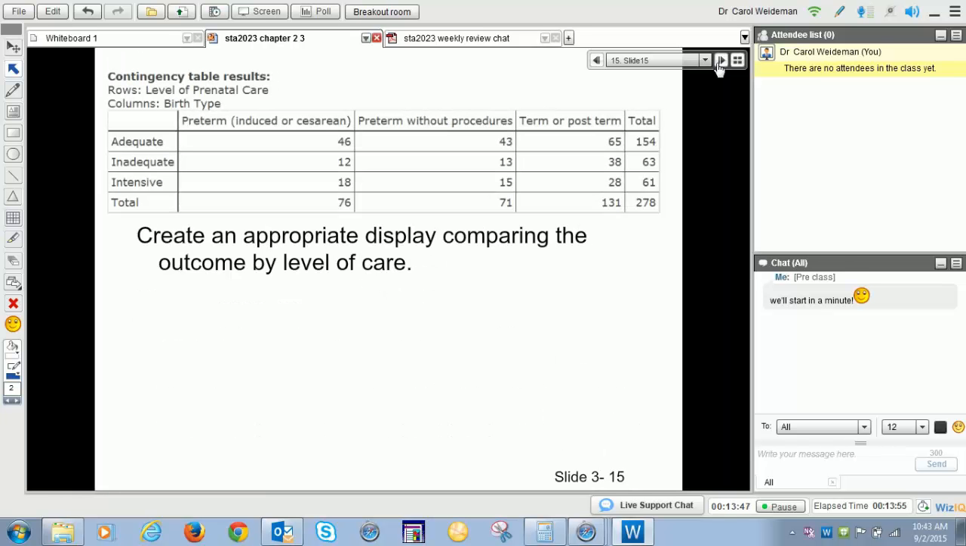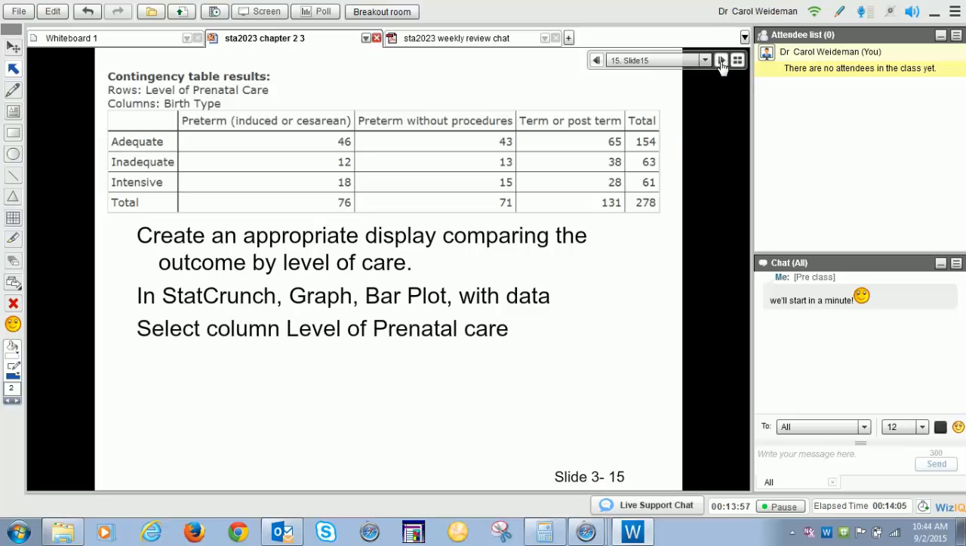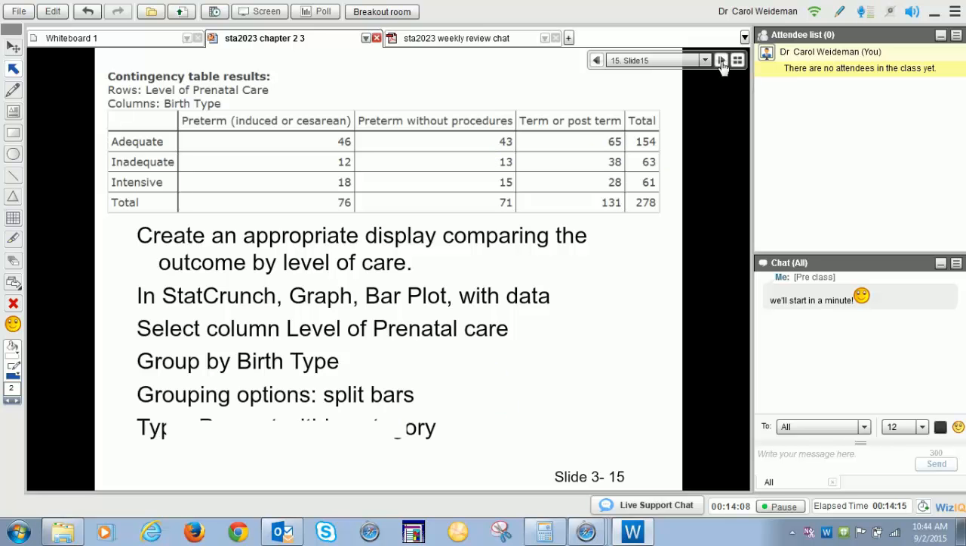Now, I'd also like to do a display that compares the outcome by the level of care. There's a lot of ways to do this. I'm going to do it on StatCrunch: graph, bar plot with data, and I'm going to select the level of prenatal care, and I'm going to group by the birth type. Then I'm going to split the bars, and I'll show you what that looks like. And then also, let's get the percent within the category.